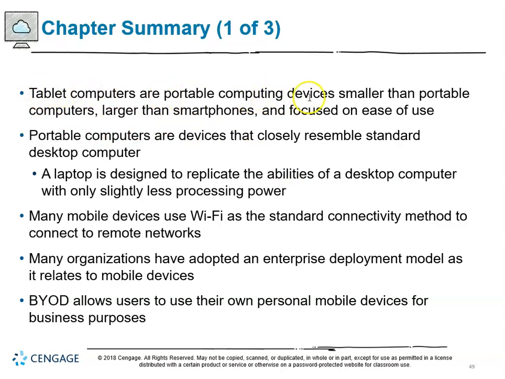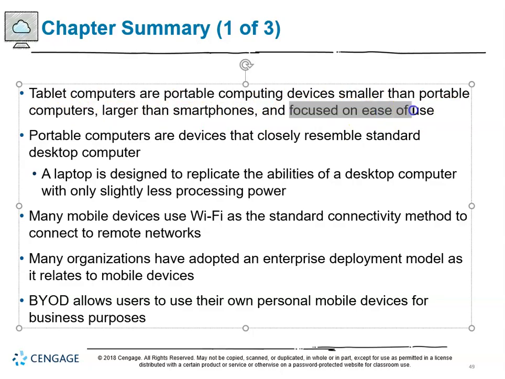Tablet computers are portable computing devices smaller than portable, larger than a smartphone, focused on ease of use. So we talked about portable computers, how they compare to laptops, or a laptop is really a subclass of portable computers. We also talked about notebook and subnotebook. We talked about Wi-Fi as the standard connectivity method that's used for mobile devices, but there were others. There was cellular, and remember the strange one, ANT, which is a proprietary one.